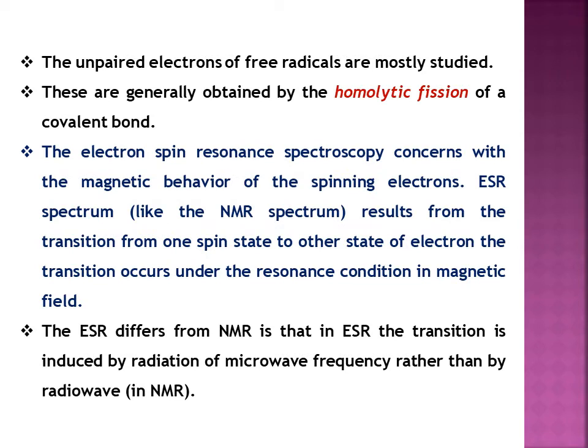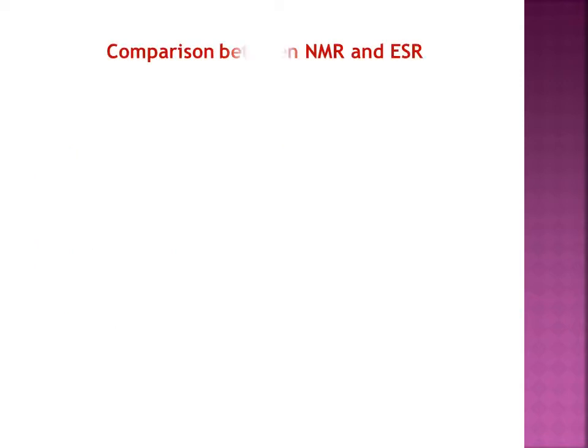The ESR spectrum, like the NMR spectrum, results from the transition from one spin state to another state of the electron. The transition occurs under the resonance condition in a magnetic field. ESR differs from NMR in that in ESR the transition is induced by radiation of microwaves rather than radio waves. I want to highlight here that NMR is a study of the nucleus, whereas ESR is a study of electron spin. Now let us see the comparison between NMR spectroscopy and ESR spectroscopy.